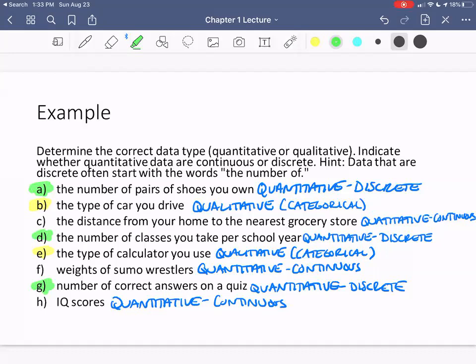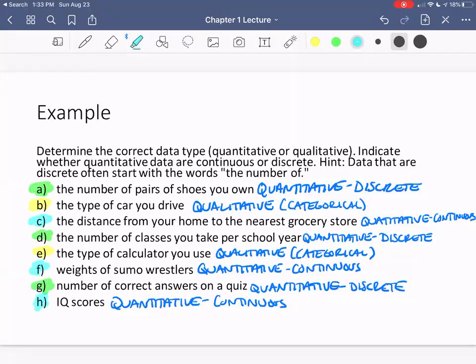The last one is the number of correct answers on a quiz. There is no such thing as 1.5 correct answers on a quiz, right? Either it's right or it's not right. Now, it might be partially correct, but there are only a certain number of correct answers on a quiz. The last group here is quantitative continuous. There are three of them.